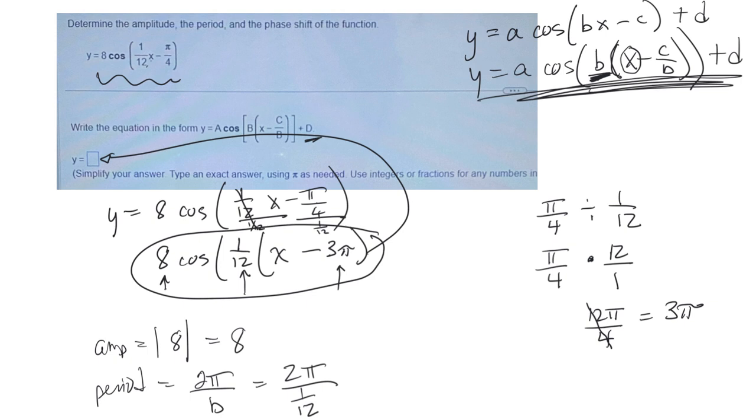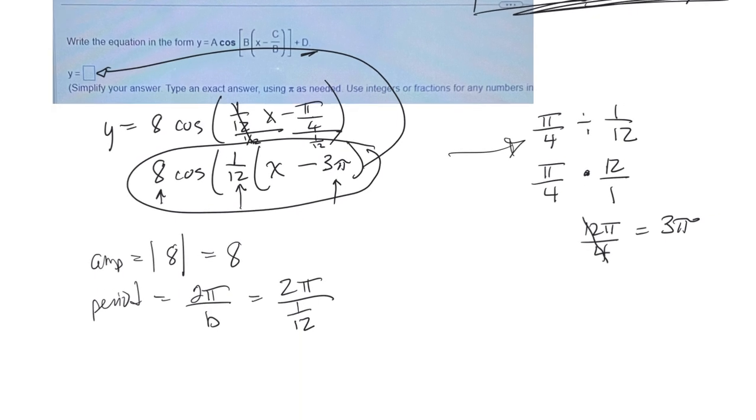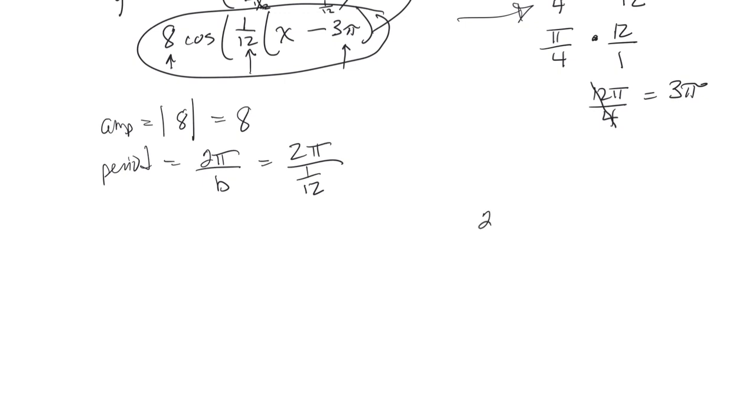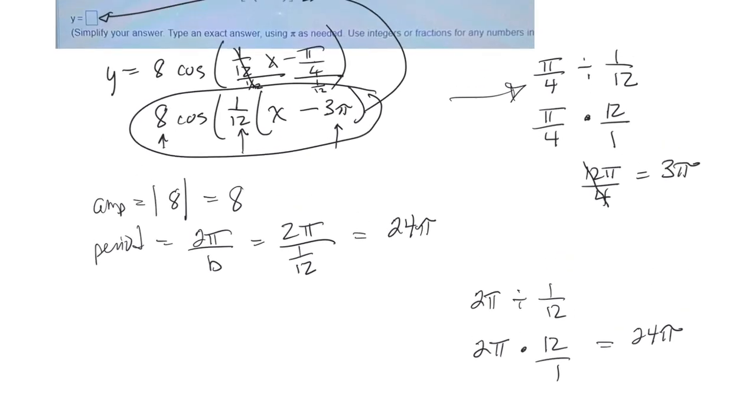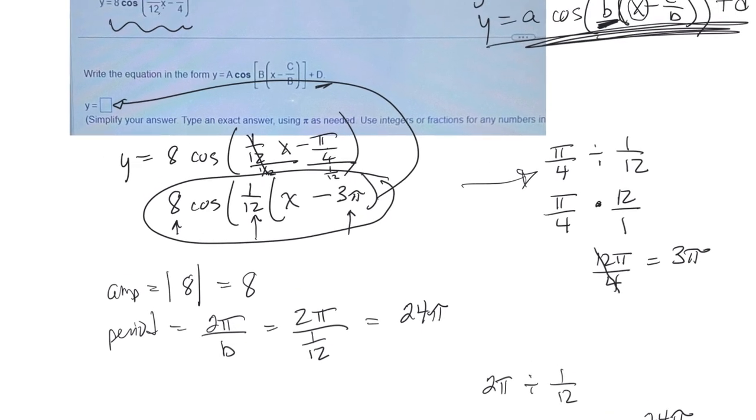I'm going to have to do the same thing as I did over here. I'll just go down. So 2 pi divided by 1/12 is the same as 2 pi times 12 over 1. So 2 times 12, that'll be 24 pi. So the period is going to be 24 pi. Okay, and then they ask us for, what else?